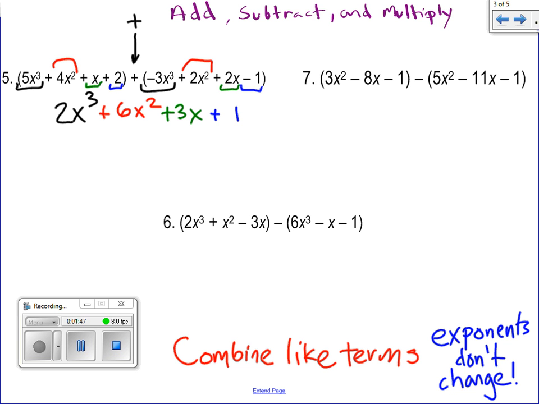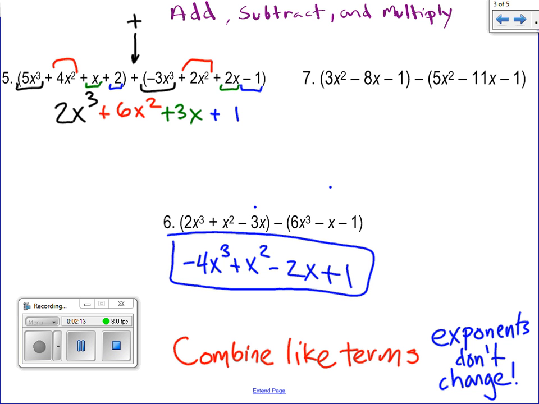All right, problem number 6. Still got like terms. I've got negative 4x cubed. I have x squared. It doesn't have any like terms in the second set of parentheses. No x squareds in there. I have negative 3x minus x. That's going to make negative 2x. Minus a negative is the same thing as plus a positive. And I have nothing minus negative 1. That is positive 1. There's my final answer. Should probably box this one up too for you.